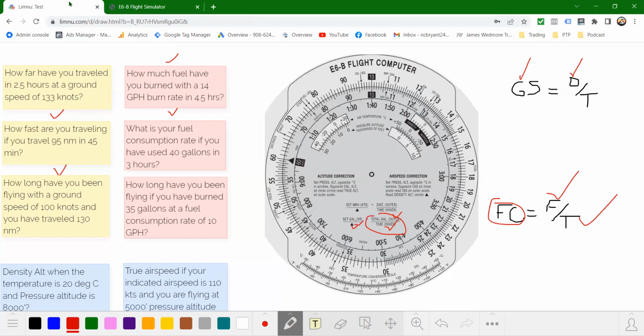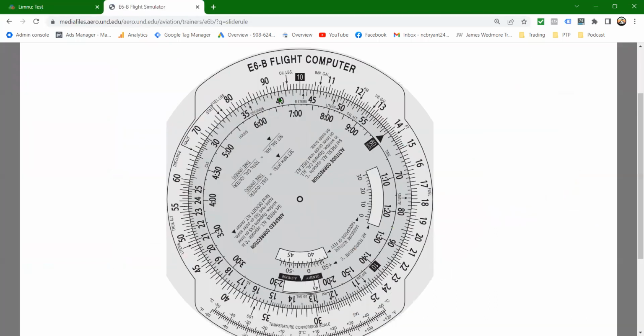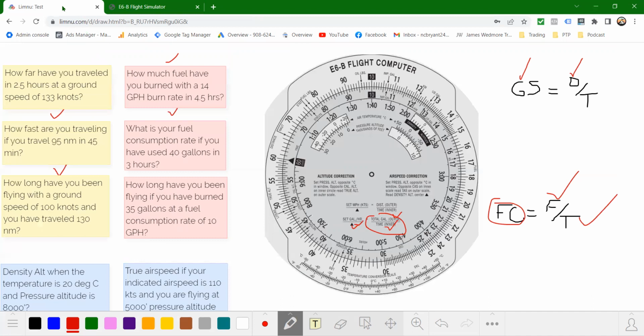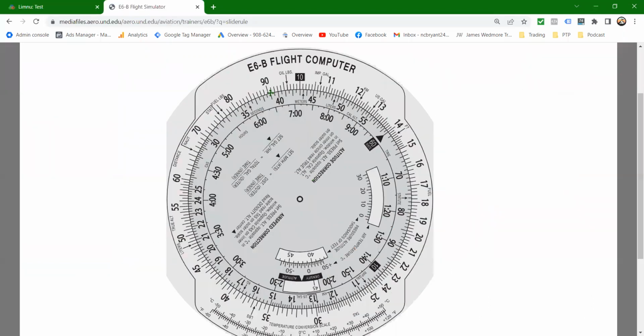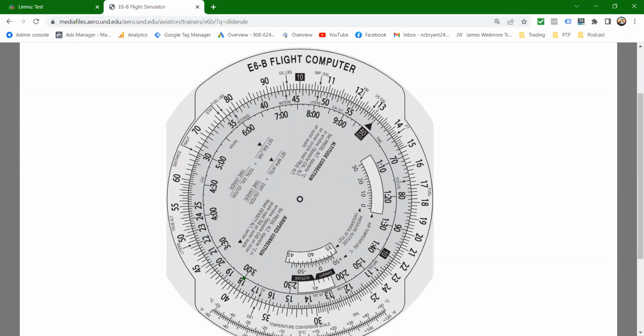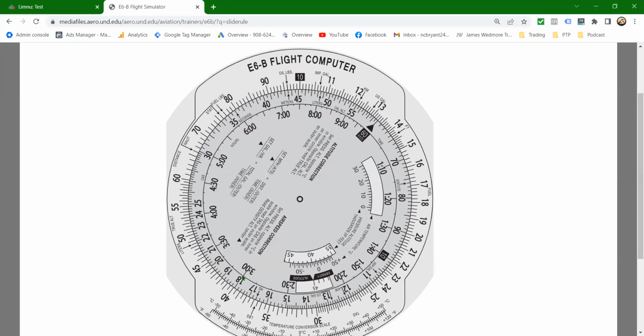So let's do that. What is it? 40 over 3. See, I even have to check gallons on the outer scale. All right, so outer scale 40 and 3 hours on the inner scale. So that's down here. 40 over 3 right here. 40 lined up with 3. We find the triangle and read off here.